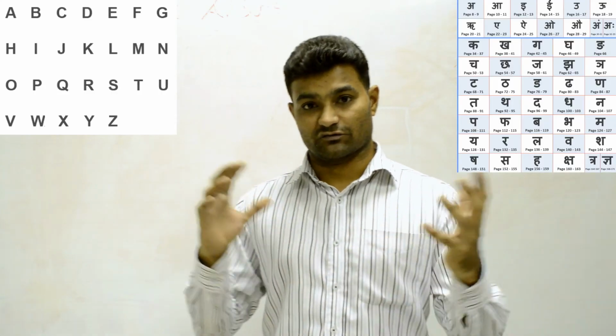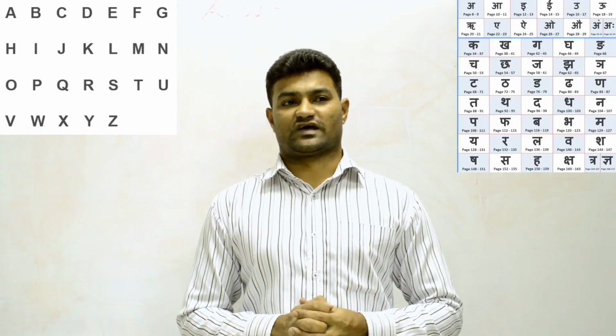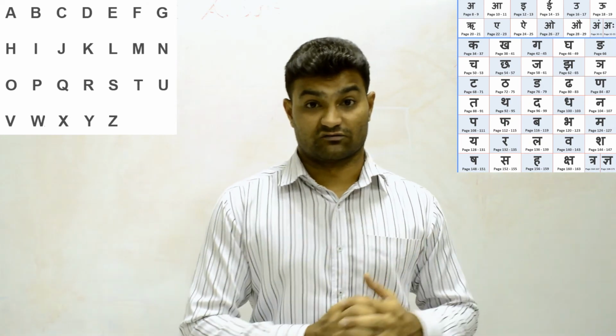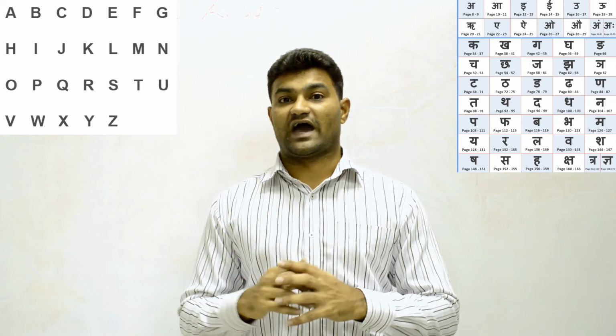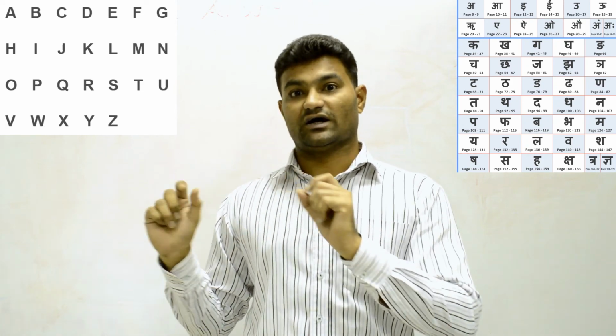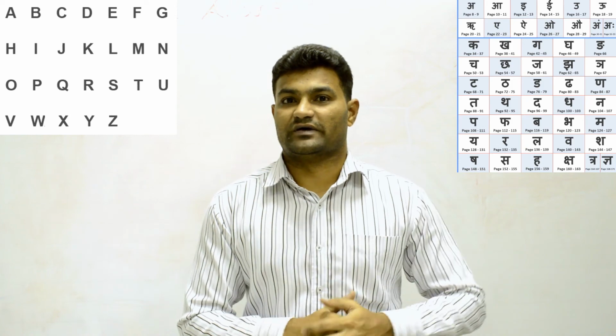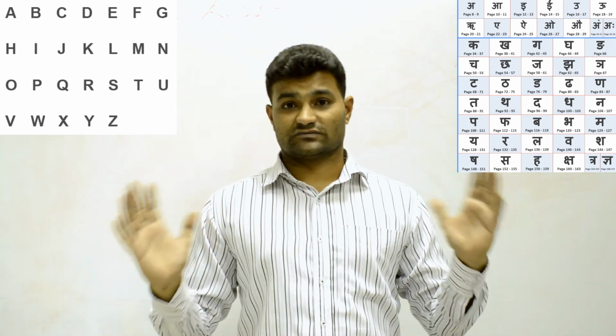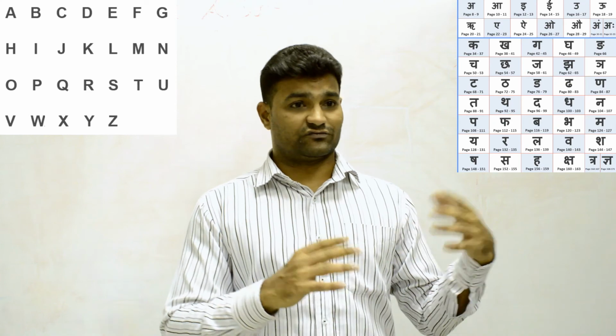The second problem is the words. The words problem arises because of the English alphabet and the Hindi alphabet. In English we have 26 alphabets including vowels. In Hindi we have 52 letters including vowels. So in this crunch, you can see there are lots of words.